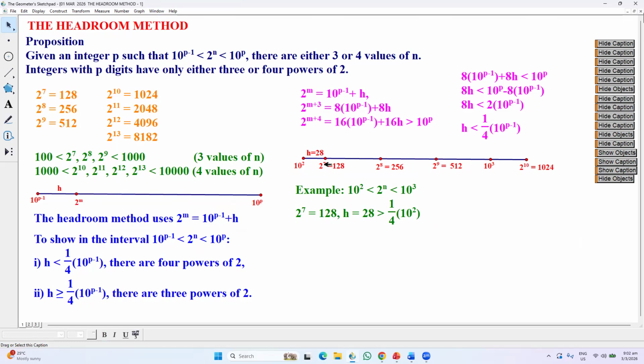There are 3 powers of 2 only: 2 power 7, 2 power 8, 2 power 9. 2 power 10 is 1024, which is outside the interval.